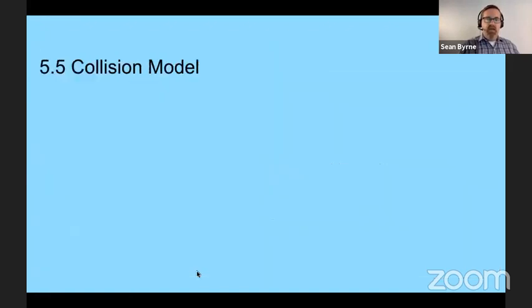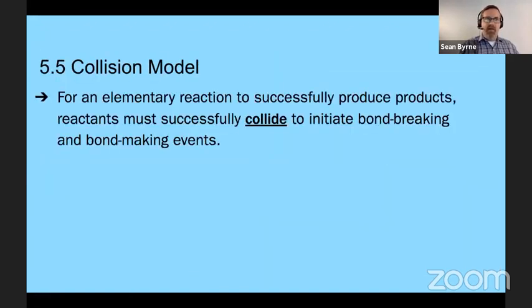Okay. So the collision model obviously has a lot to do with how molecules are colliding. So what we want to say, and this is very similar to the kinetic molecular theory that we talked about 2 weeks ago, for any elementary reaction to successfully produce products, the reactants must collide successfully so that we have some bond breaking, and those would allow for some bond making events. Okay. The key here is just making sure that we're always thinking about collisions of the particles with one another.